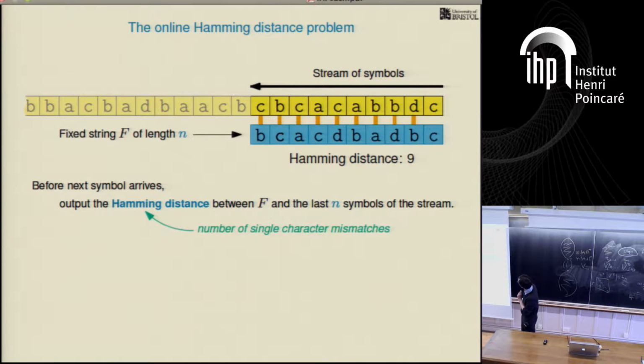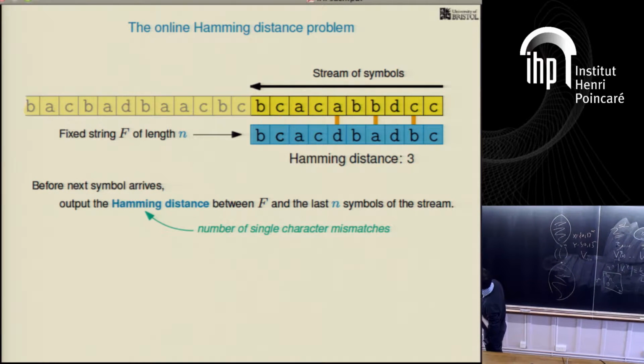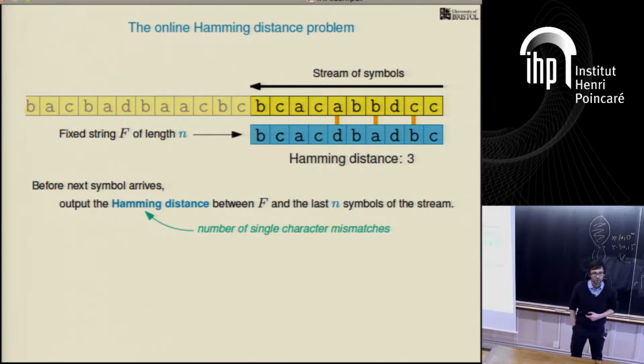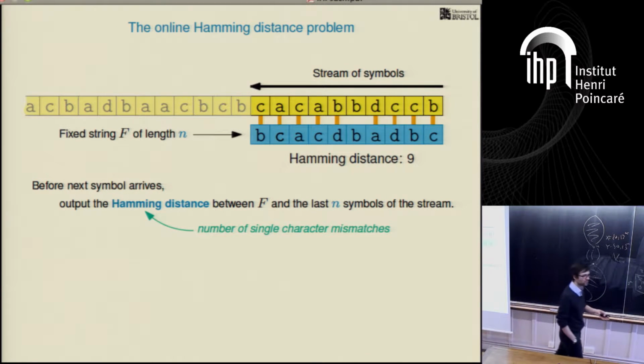Then a new character arrives. That gives you a new Hamming distance, which now is 9. That's what you have to output. Then a new character arrives, and the Hamming distance here is 3, and so on and so forth, and 9. So what we're interested in is that every time a new symbol arrives, you have to output the latest Hamming distance, the Hamming distance between f and the last n symbols of the stream. Yes, just the number of mismatches.